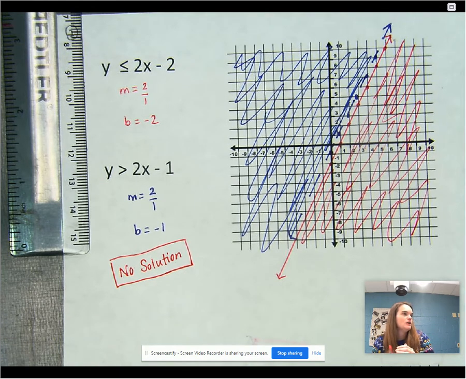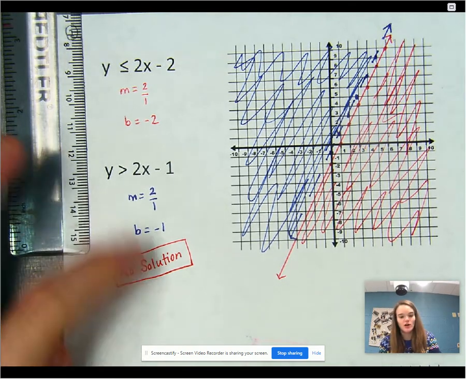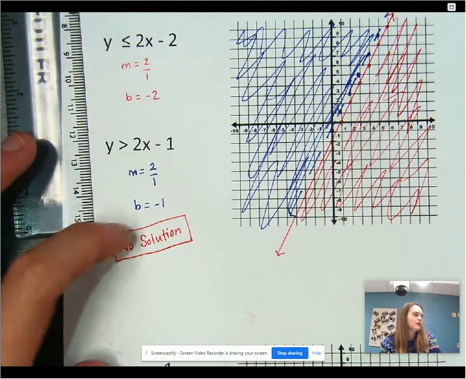Now, in systems before, we were able to tell that just by looking at the slopes. You cannot do that in inequalities anymore because it's not always no solution just because they're parallel.